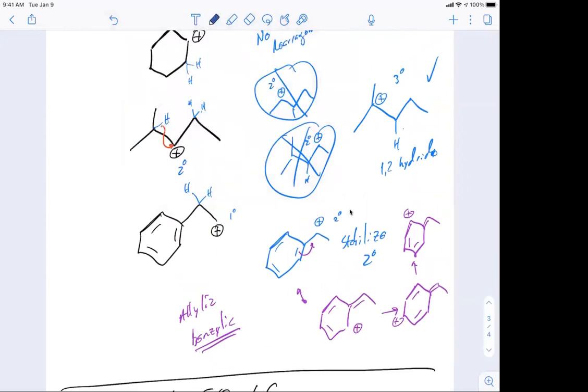So this is, let me pick a different color, this is 1 and that's 2. So the numbering of the carbon system is different. You're always moving a hydride from a 1 to a 2 position. You're always moving a methyl from a 1 to the 2 position. So you're always moving a 1.